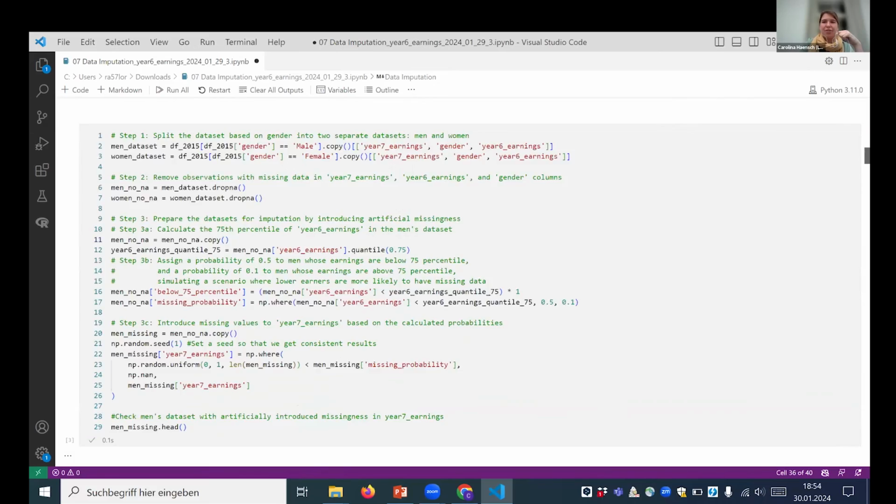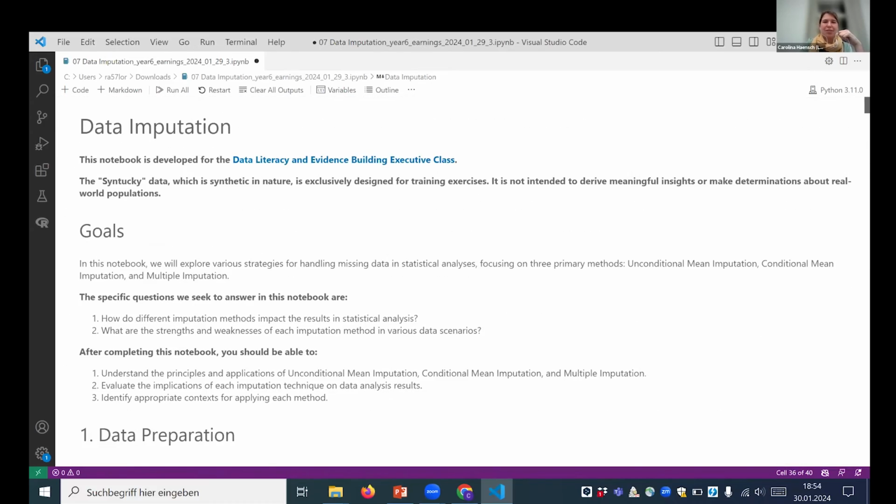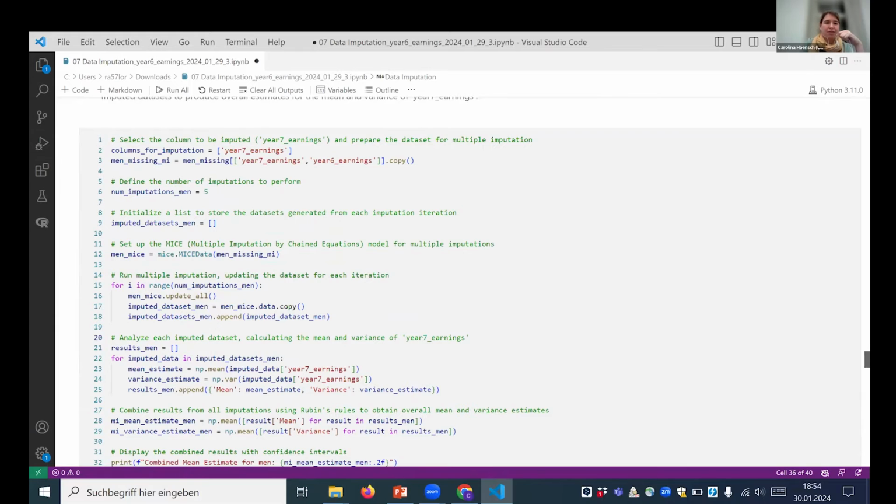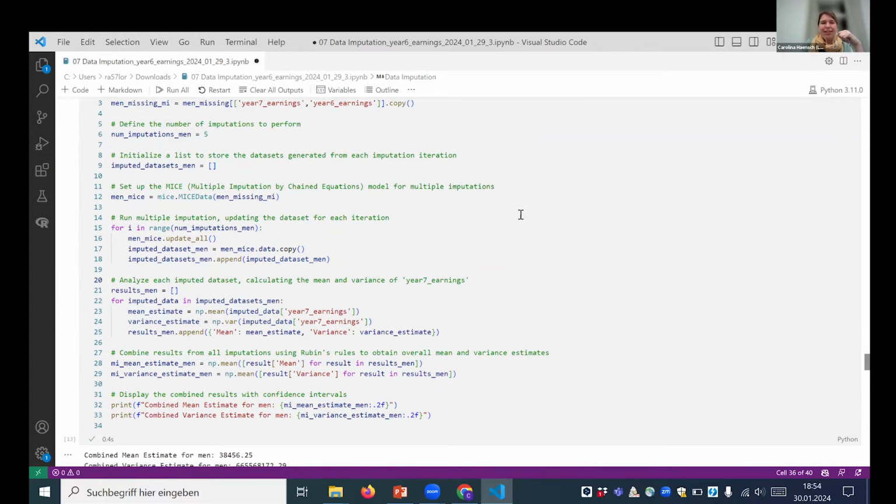As I said, lots of code. If you're interested, there is also an implementation with the mice function in Python. And yeah, just a little intro to missing data and multiple imputation.